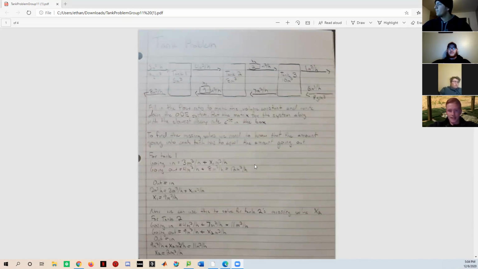Then to solve the second one, we're able to find the inflows and outflows of tank 2. Now that we've solved for that 9 meters cubed per hour, we need to solve.